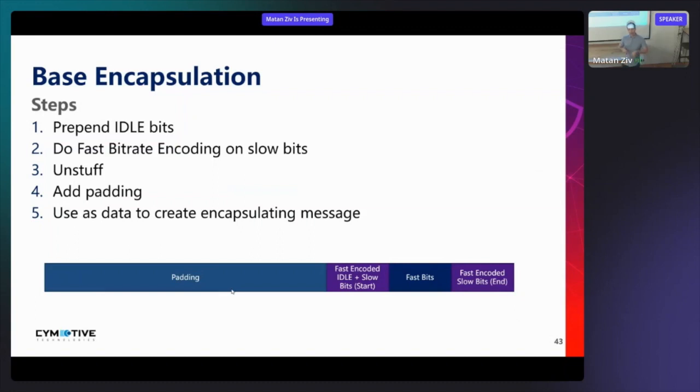So let's recap. How will we use this encoding to actually do an encapsulation? First things first, we will take a message, and we will prepend idle bits before. As we said, in order for a message to be sampled, first any receiver will need to judge that the bus is currently quiet. So we'll need 11 recessive bits before a message. Then we will take any slow bit, including these prepended bits, and we will encode them using this fast bitrate encoding. Then we will do unstuffing. We will see wherever a stuff bit exists, and we will remove it in order to again get the original data that we will use to create a message. We will add some padding because we want the message to be in a specific length, and we will use this data to create the encapsulating message.